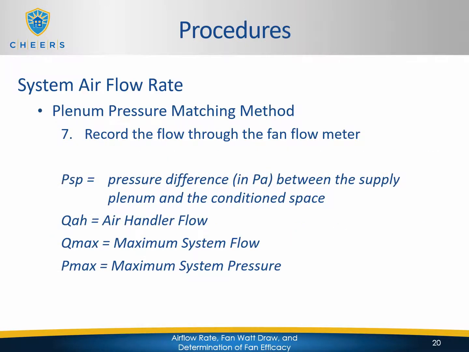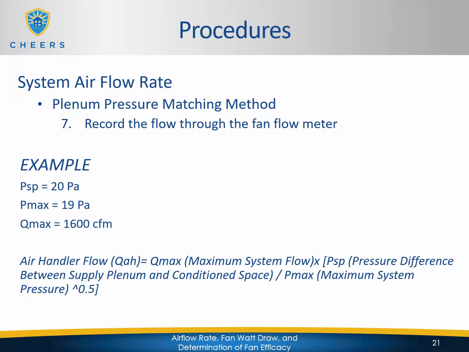So let's look at the variables that are part of this equation. The PSP, we talked about it. It's the pressure difference in pascals between the supply plenum and the condition space. This is the value that you found in step 3. The QAH is the air handler flow, which is basically what you're trying to find. You have the Qmax, which is the maximum system flow, and the Pmax, which is the maximum system pressure. So let's plug those numbers into the equation and see how it works.